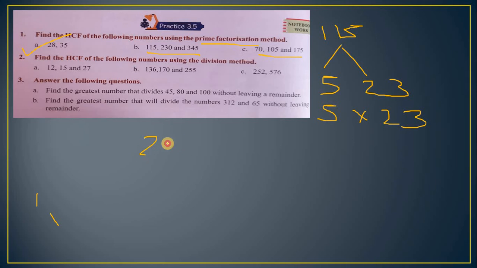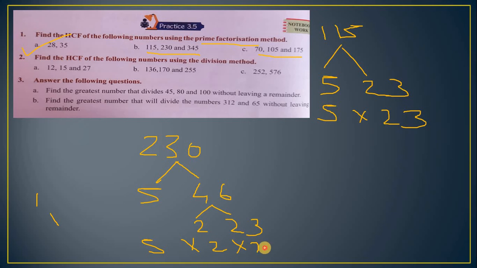Second number we pick up 230. So you can write in the form of tree diagram. So in 5 multiplication table this number is coming. You are getting 46. So again you have to split that number. You can divide by 2. So in 2 multiplication table it is coming. So finally its factors are 5, 2 and 23 because all are prime numbers.